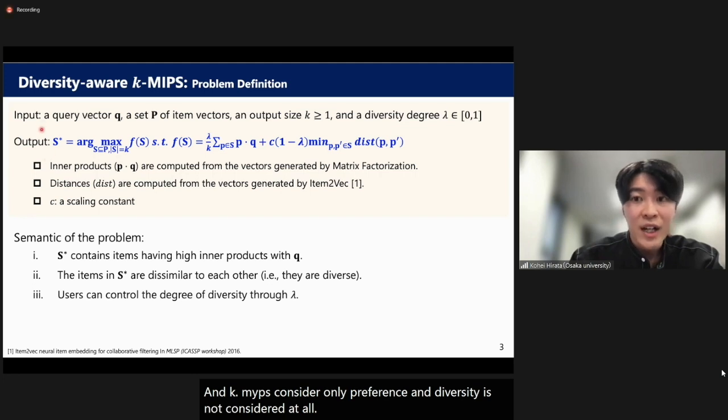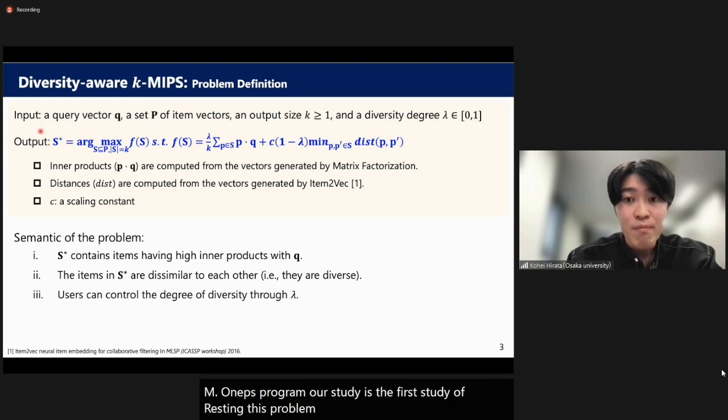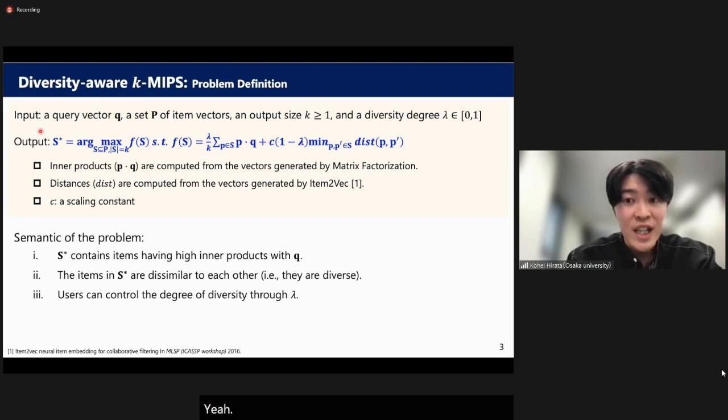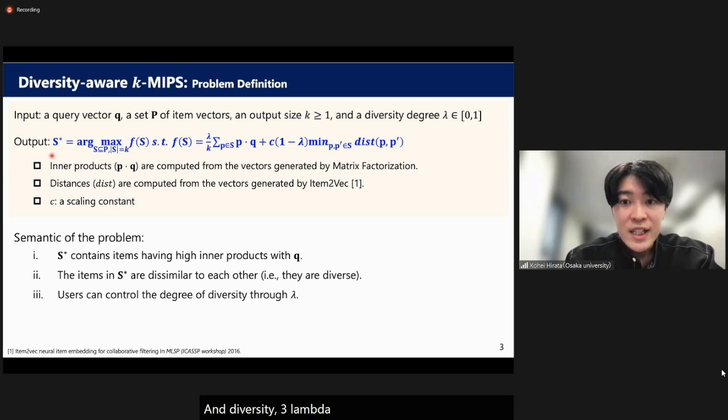From this background, we address the diversity-aware K-MIPS problem. Our study is the first study addressing this problem. Its input is a query vector Q, a set P of item vectors, an output size K, and a diversity degree lambda. The output is a set S star that maximizes the objective function F of S.